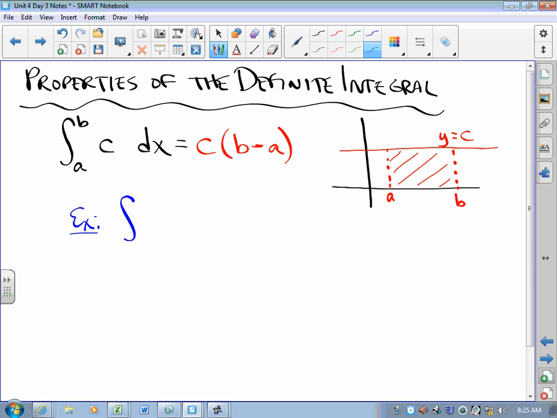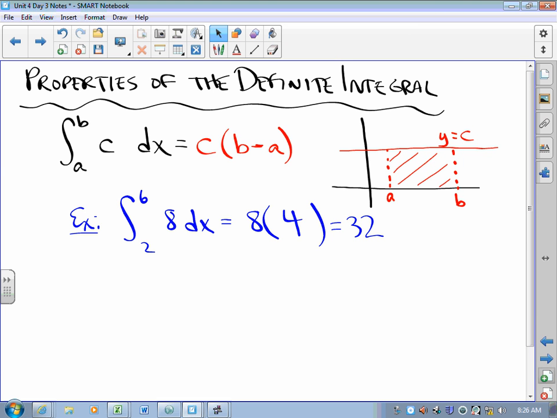By way of example, if we were to do the integral from 2 to 6 of 8 dx, we would recognize that that's the area under a horizontal line of height 8 over a length of 4 on the horizontal. And so 8 times 4 is 32. No calculus necessary. 8 times 4 is 32, and that's all you need.